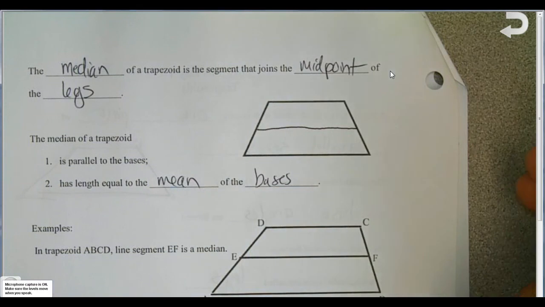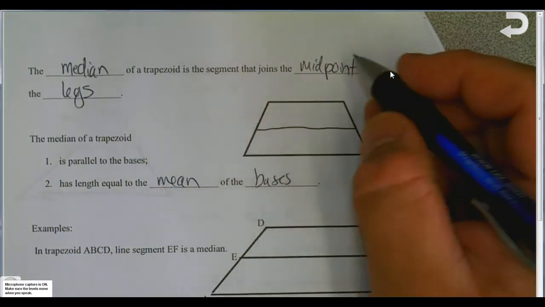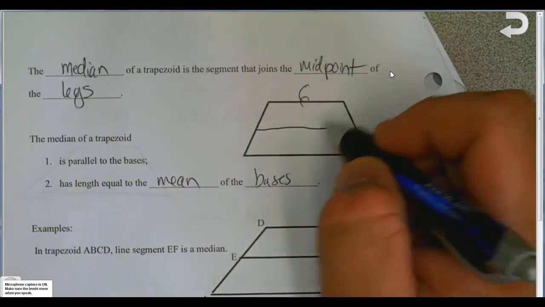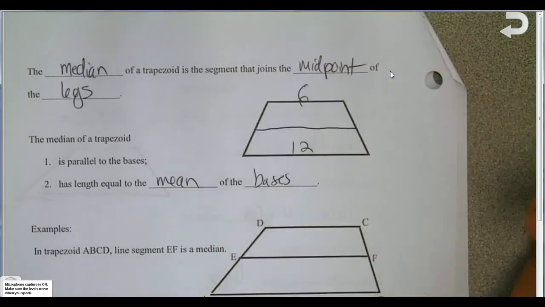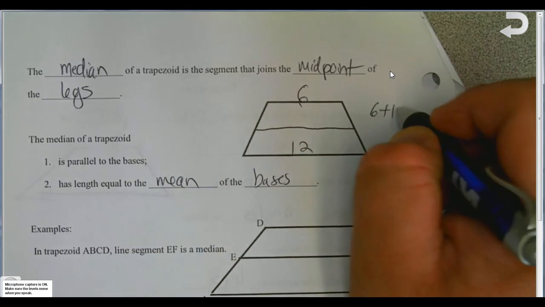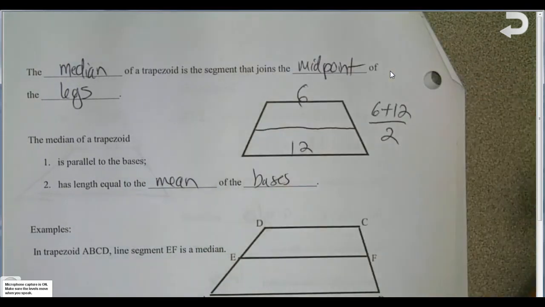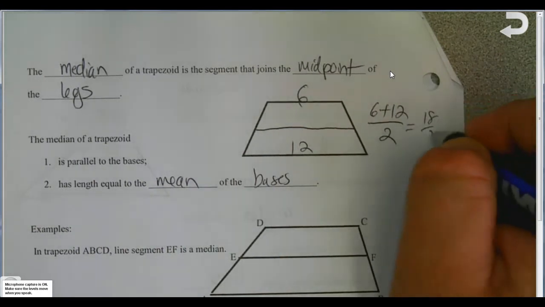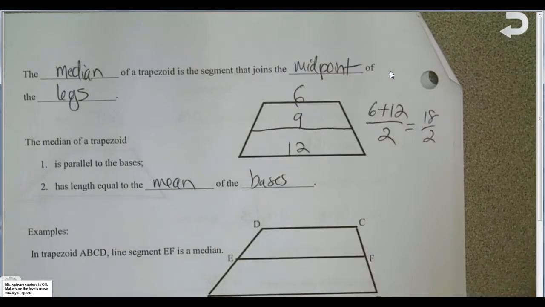Now, I'm sure you're thinking, wait a minute, what does that mean? Well, it's as simple as this. If this is 6 and this is 12, then you add 6 plus 12 and divide by 2. So 18 divided by 2, this trapezoid has a median with a length of 9.